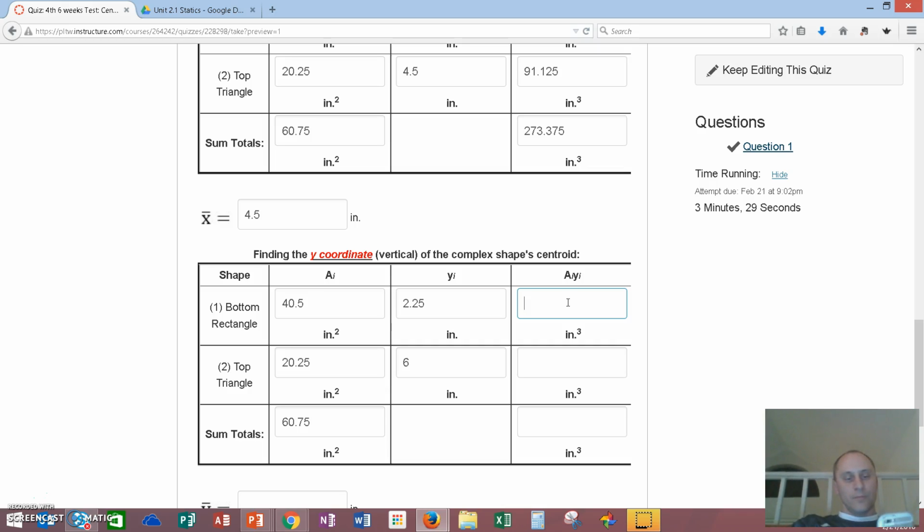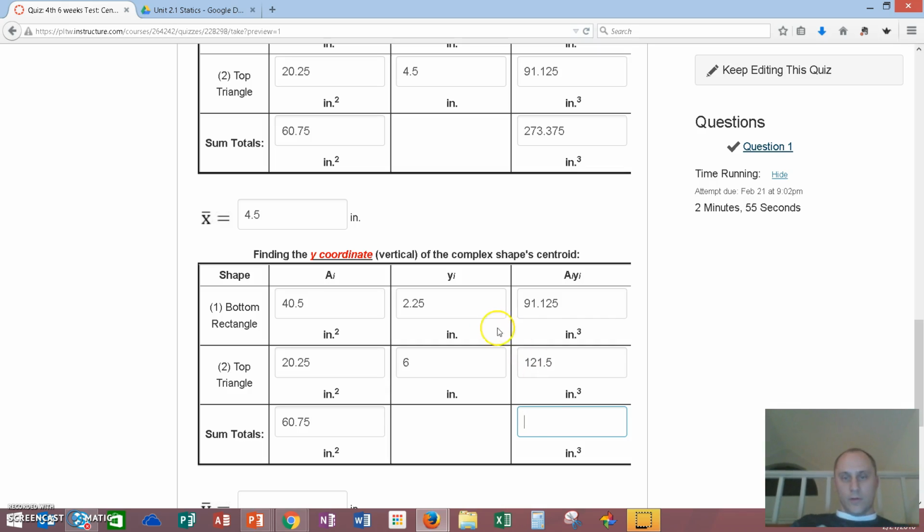40.5 times 2.25. 2.25 times 40.5 equals 91.125. Once again. Then we take the top triangle, 20.25, multiplied by 6 equals 121.5. And then we simply add those two numbers together.